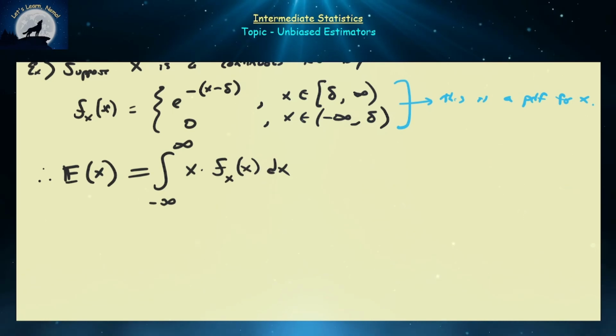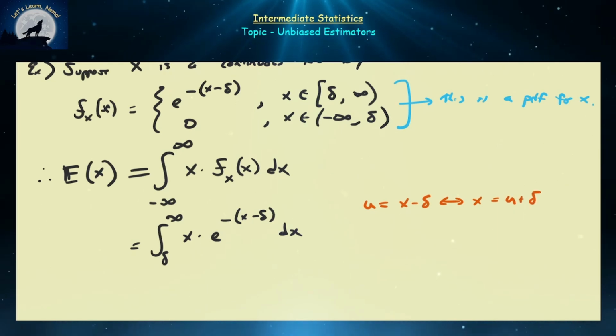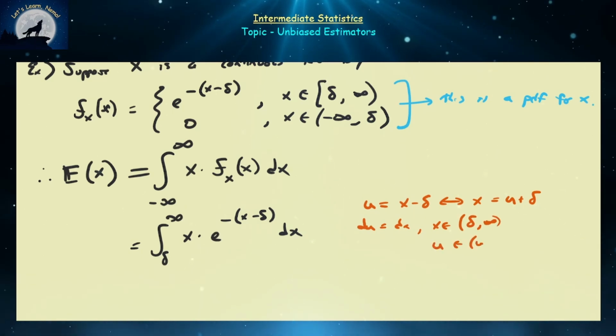So since it's supported on delta to infinity, this is just simply the integral from delta to infinity of x times e to the minus (x minus delta) dx. A quick u substitution: let u be equal to x minus delta. Equivalently, x is going to be equal to u plus delta, forcing du to be equal to dx. And obviously, if x belongs to delta to infinity, u will belong to the interval 0 to infinity.